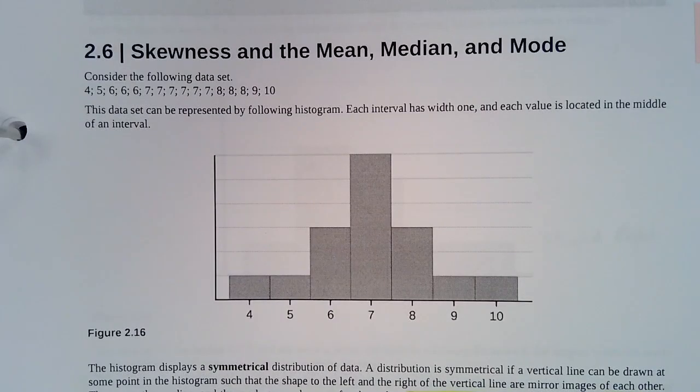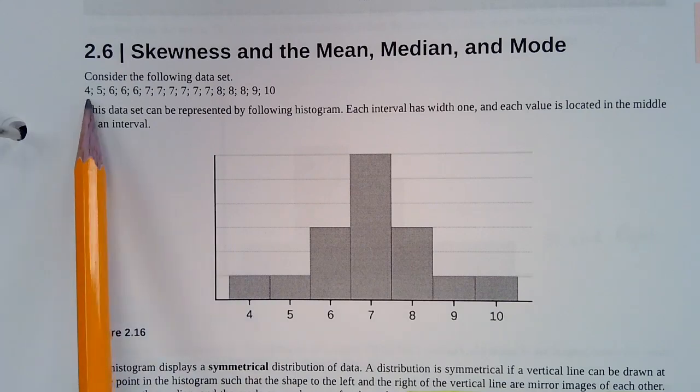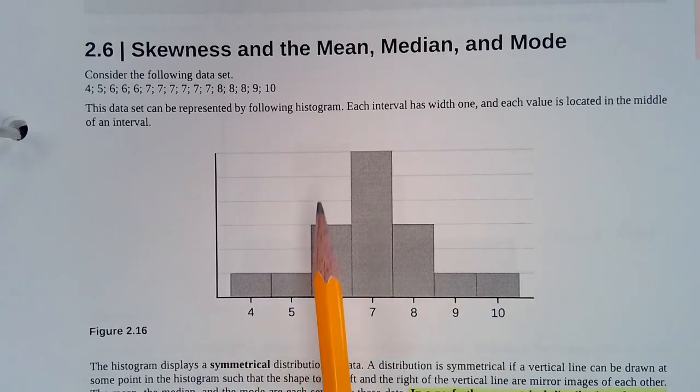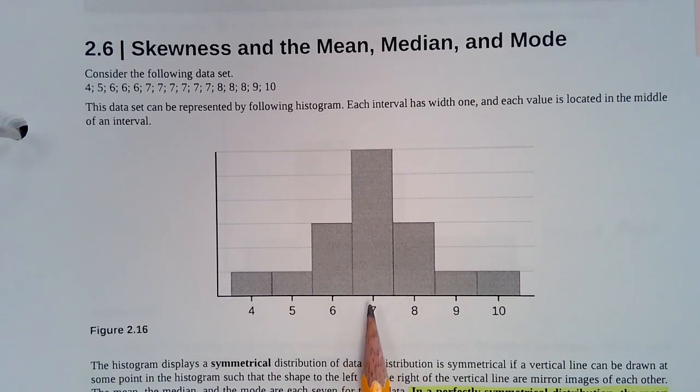All right, so 2.6 talks about skewness and the mean, median, and mode. If we have the data set 4 all the way up through 10, we can have the histogram that describes this data set. Now this one has a very symmetrical design, and if the data is symmetrical, that means that for this distribution, the mean and the median are the same.